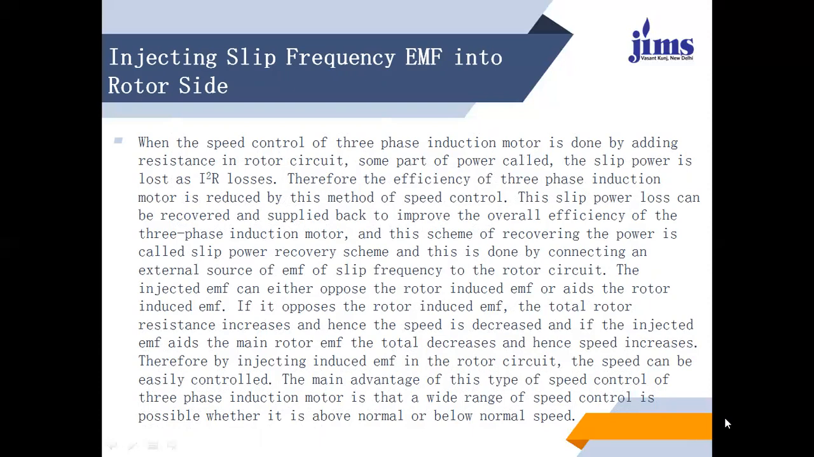The injected EMF can either oppose the rotor induced EMF or aid the rotor induced EMF. If it opposes the rotor induced EMF, the total rotor resistance increases and hence the speed is decreased. And if the injected EMF aids the main rotor EMF, the total resistance decreases and hence speed increases. Therefore, by injecting EMF in the rotor circuit, the speed can be easily controlled. The main advantage of this type of speed control of a three-phase induction motor is that a wide range of speed control is possible, whether it is above normal or below normal speed.